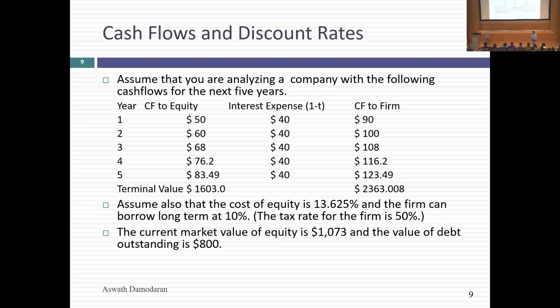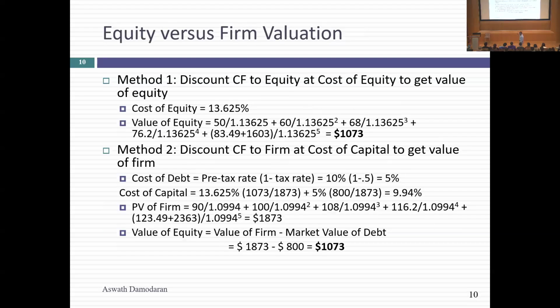But to get a cost of capital, you need weights. So I give you the market value of equity as being 1.073 billion and the market value of debt at 800 million. So as I said, the numbers seem to come out of nowhere. Hang in there for the moment. Here's what I'm going to do. I'm going to first take cash flows to equity. So if you go to the previous page, 50 million, 60 million, 68, 76.2, and the collective cash flow, I discount them at the cost of equity, and I get a value of equity of 1.073 billion. This company is exactly priced right.